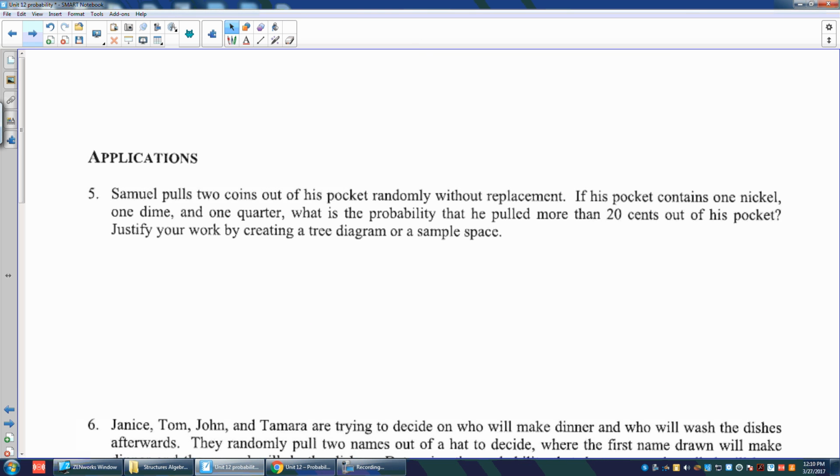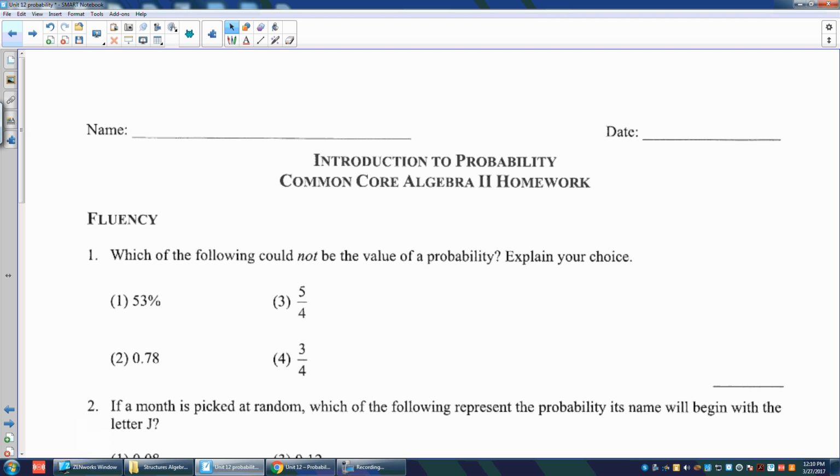You can do the next two pages for homework. Remember, if you don't understand anything, just ask me in class or during study hall.